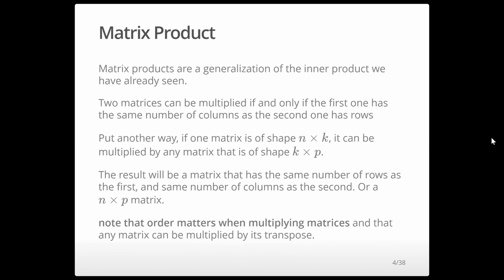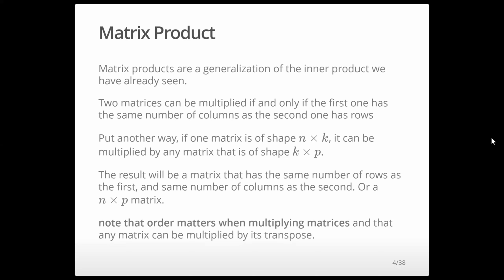So the matrix product is a generalization of the inner product we've already seen. Essentially, two matrices can be multiplied if and only if the first one has the same number of columns as the second one has rows. Put another way, if one matrix is shape n by k, it can be multiplied by any matrix that is of shape k by p. The first matrix has to have the same number of columns as the second matrix has rows.